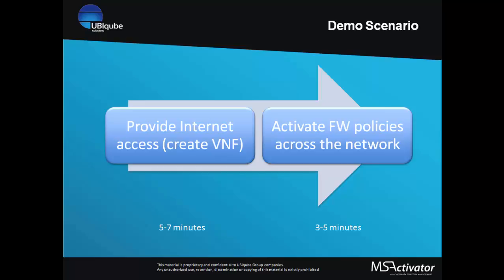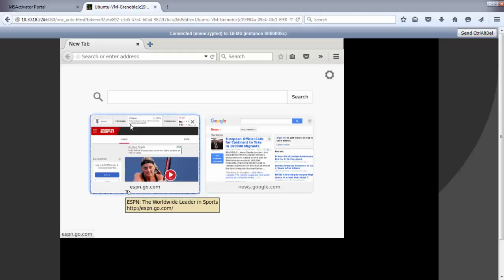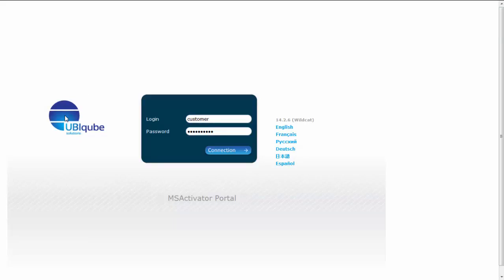So now let me switch to the demo. First, I can connect on the laptop and try to reach espn.go.com. As the VNF is not yet deployed, we are not able to reach the website. So now let me switch to the UBIqube MSActivator to configure the new VNF.